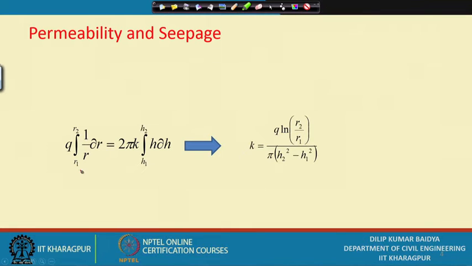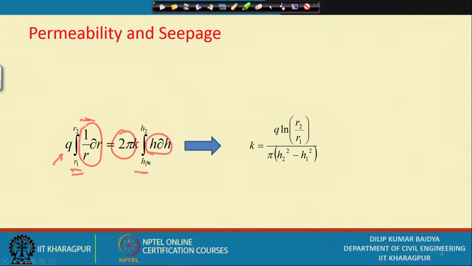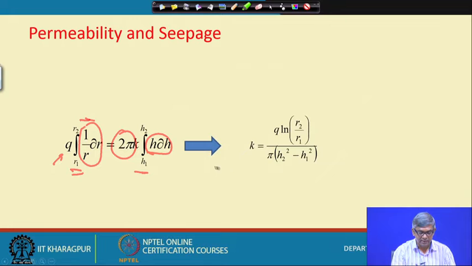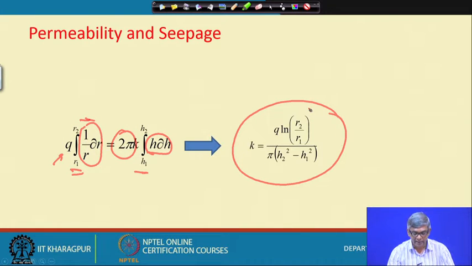Since we have two observation wells, R1 and R2, I can put the limits R1 to R2. q is already there, 1 by r del r is the variable, and 2 pi k I can keep outside as constant, and h del h is the variable with limits h1 and h2. If I integrate and simplify, I finally get the equation for k: k equals q ln r2 by r1 divided by pi (h2 square minus h1 square). So, this is the one equation.